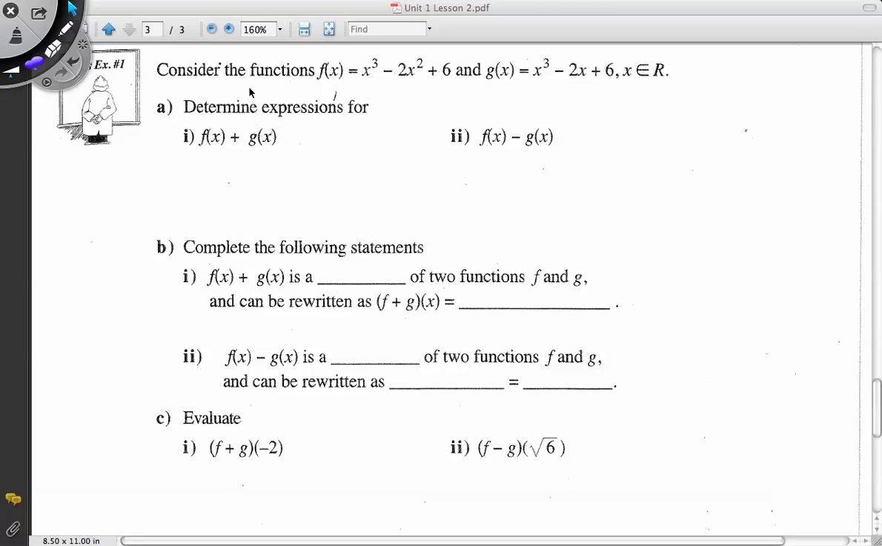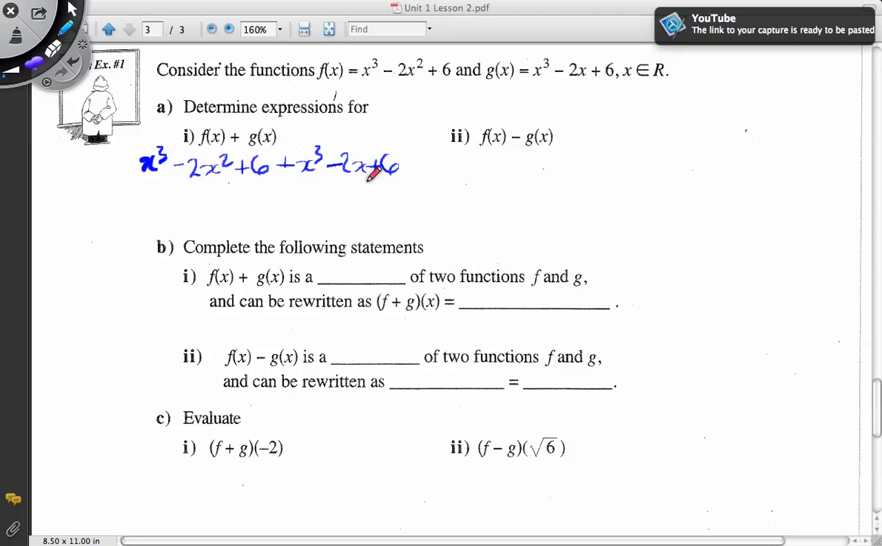Okay, class example number 1 says consider these two functions and determine expressions for f of x plus g of x. So if we do that, f of x is x cubed minus 2x squared plus 6, and now we're going to add g of x, so g of x is x cubed minus 2x plus 6.